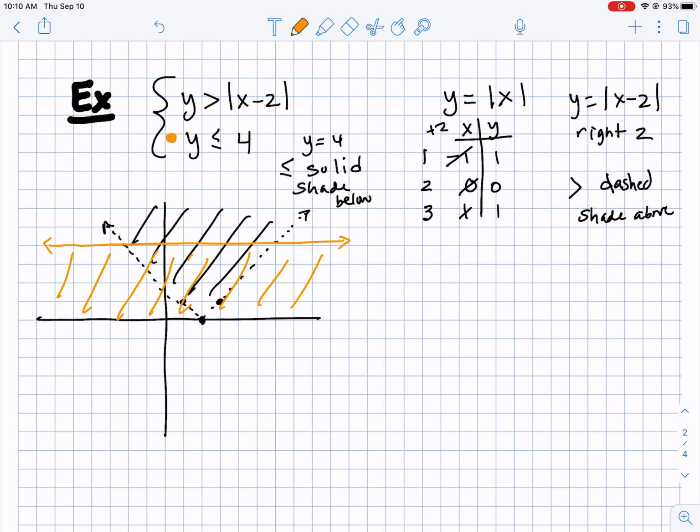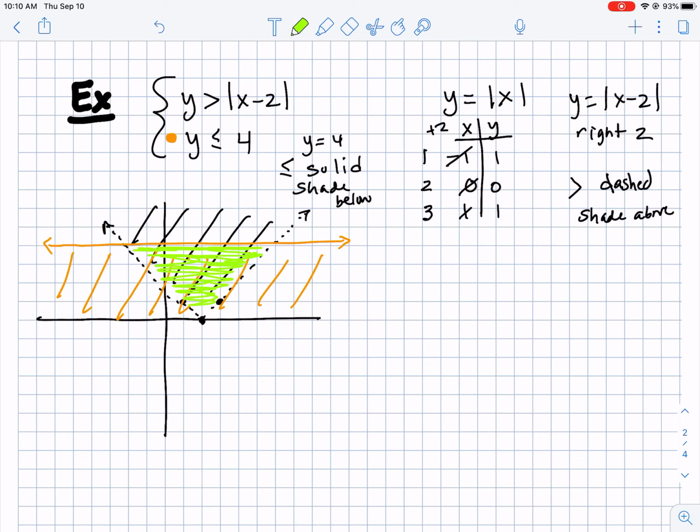My solution, I'll go back to my green here. My solution is going to be the area in which they are both shaded. It's both shaded in this triangle, and that is going to be my solution. Any point that is in the triangle is going to be a solution. So if you want to check to see if you have the correct solution, you could check a point that is in that overlapping region.